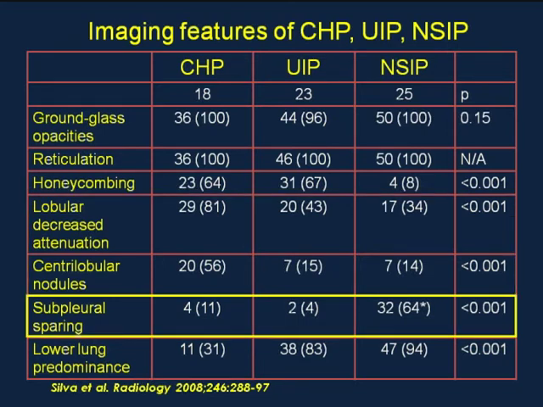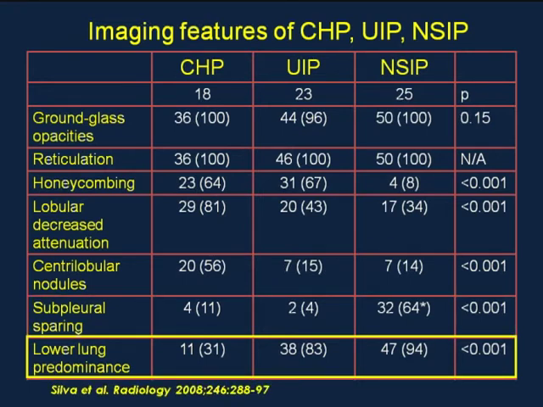And then the presence of subpleural sparing is the best predictor of NSIP. And then the last thing is if you have lack of lower lung predominance, if you have mid or upper lung predominance, then you really should think about chronic HP.